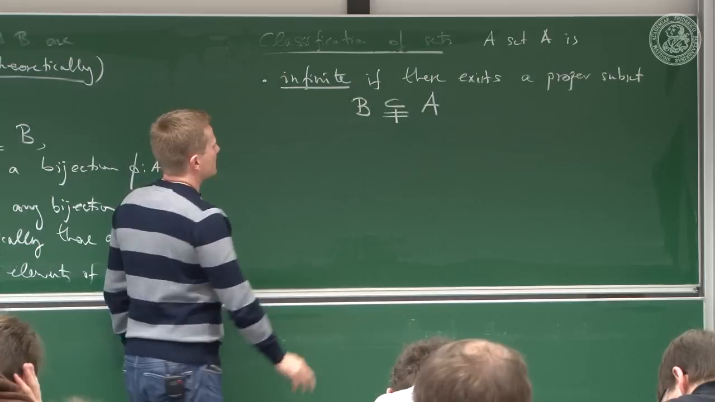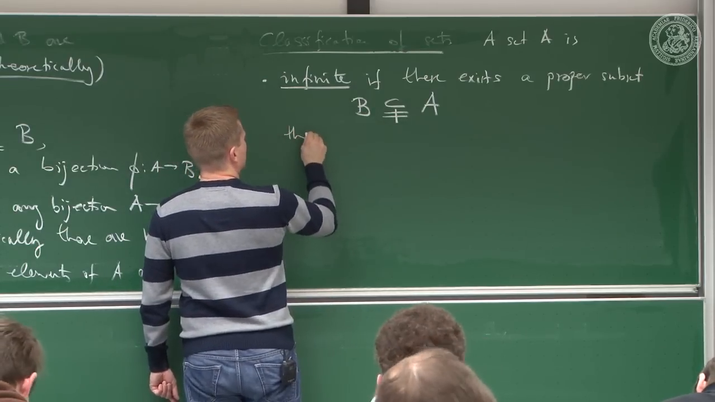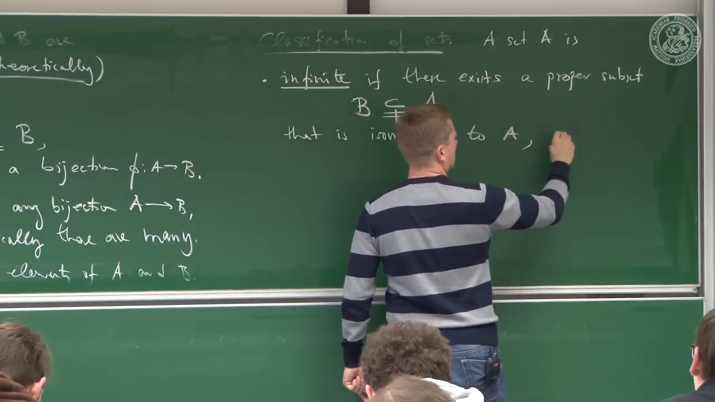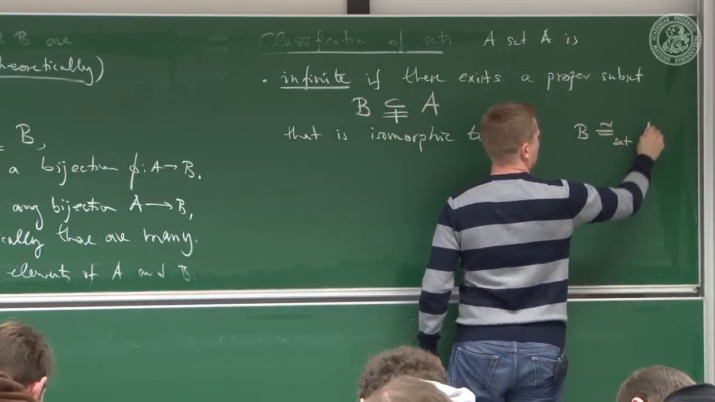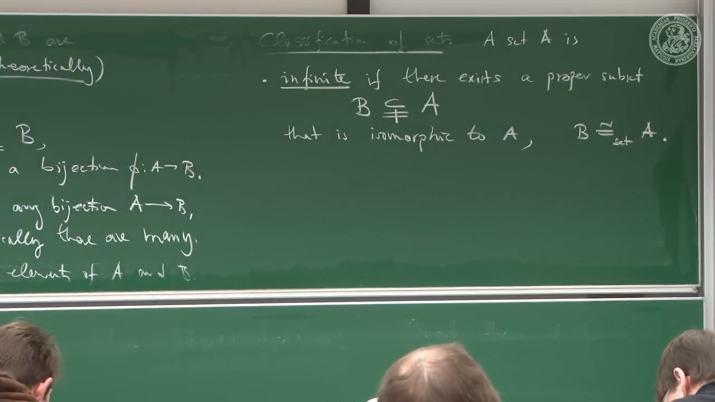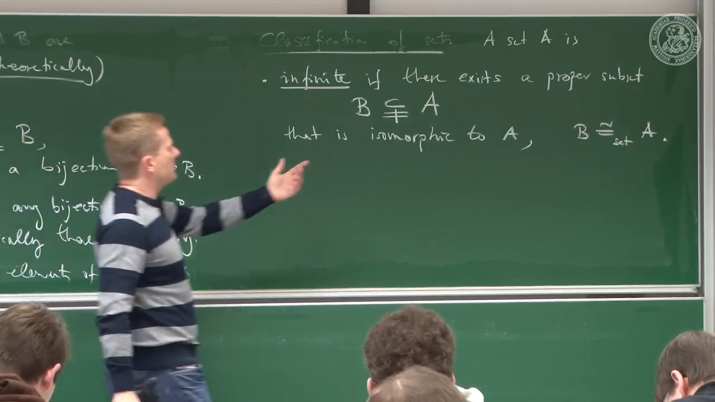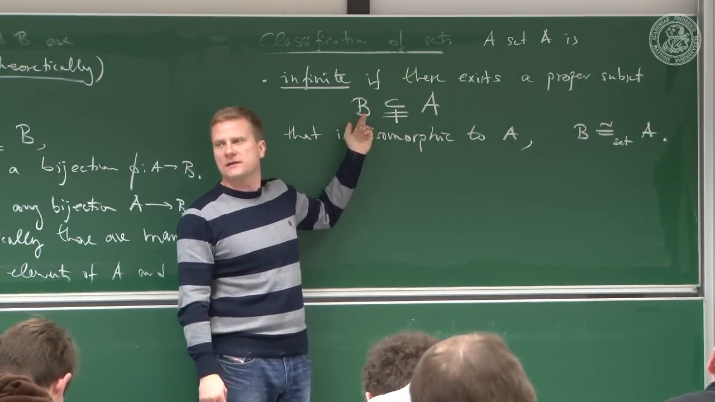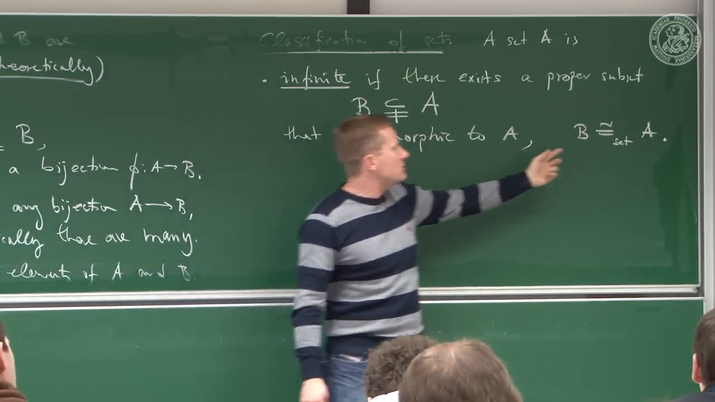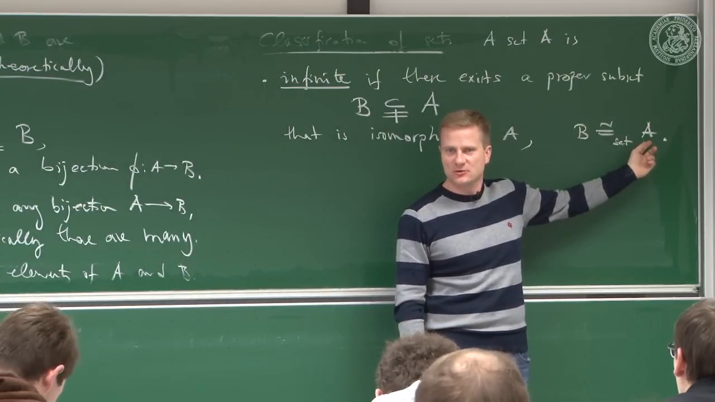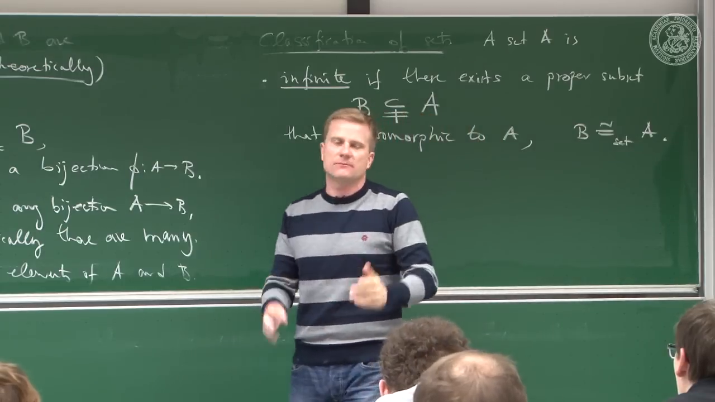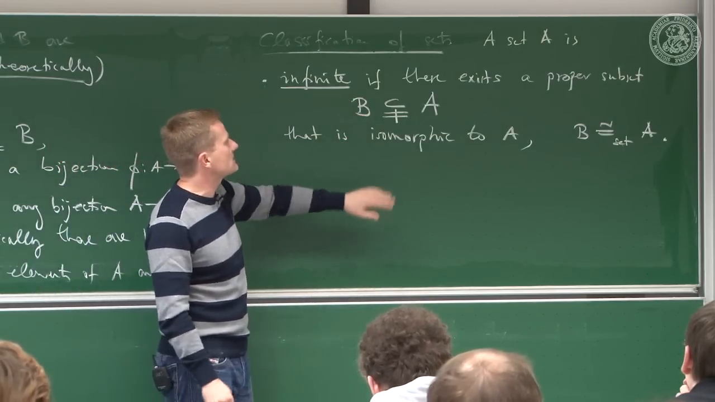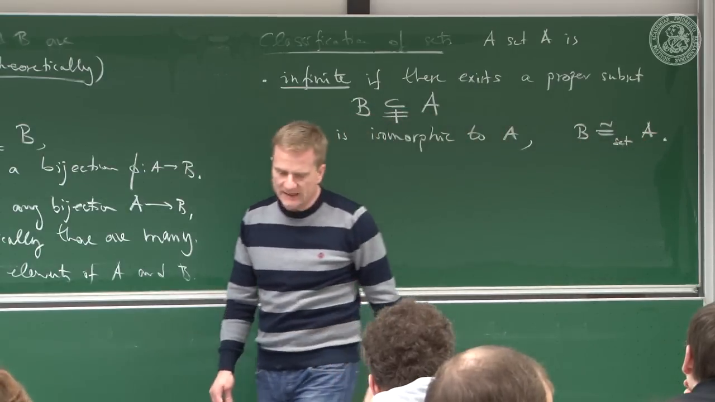Well, that's not it yet. It's infinite if there exists a proper subset B that is, in fact, set theoretically isomorphic to A. Now for finite sets, that's an immediate contradiction. If you have a finite set A, say the finite set {1, 2, 3}, and you have a proper subset, the set {1, 2}, then {1, 2} is not isomorphic to {1, 2, 3}. You don't find a bijection there. So for finite sets, this seems impossible. But this is precisely the signature of an infinite set, that there exists a proper subset such that the subset, however, is still isomorphic to A.